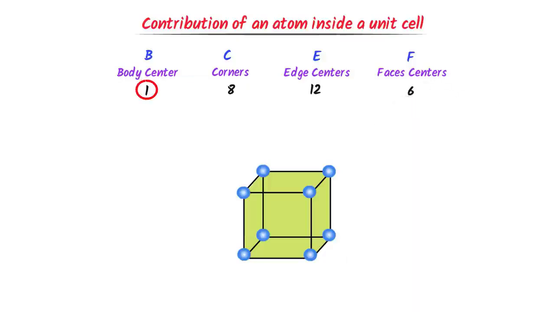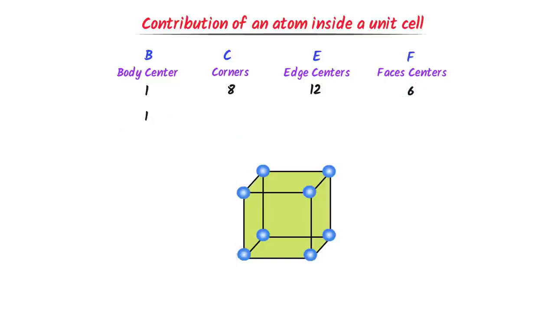Now this 1 means there is only one body center in a unit cell. This 8 means there are 8 corners present in a unit cell. This 12 means there are 12 edges in a unit cell. This 6 means there are 6 faces present in a unit cell.